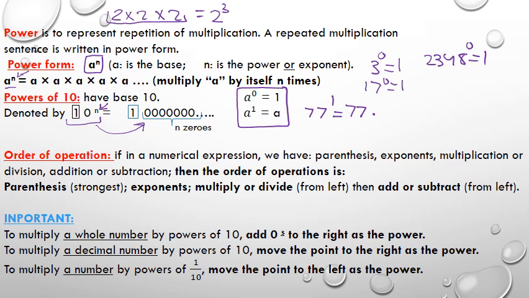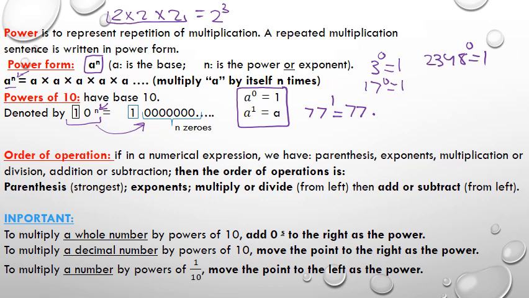After we get rid of the parentheses, we see if we have exponents. When we finish the exponents, we should multiply or divide from left. At the end, we add or subtract also from left. Very important rules in powers.